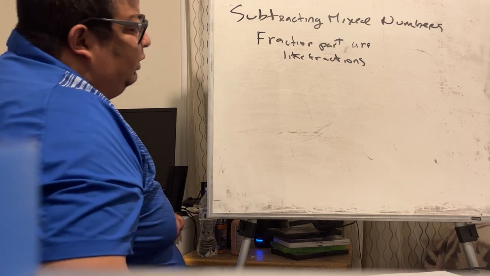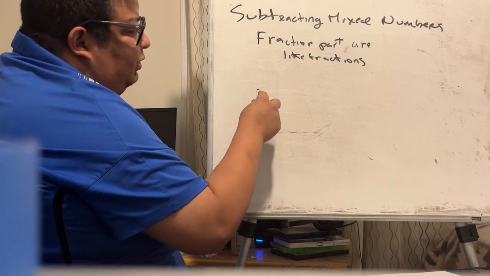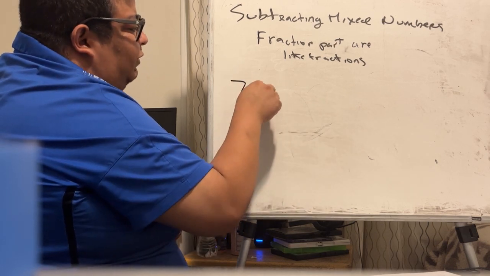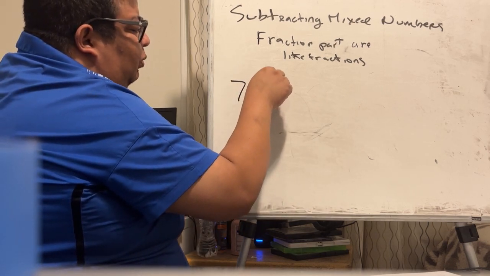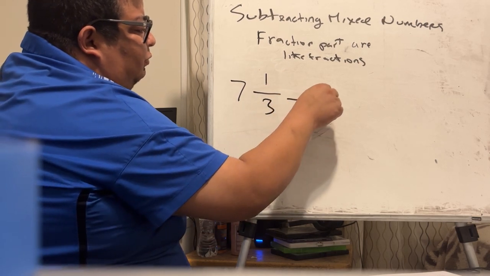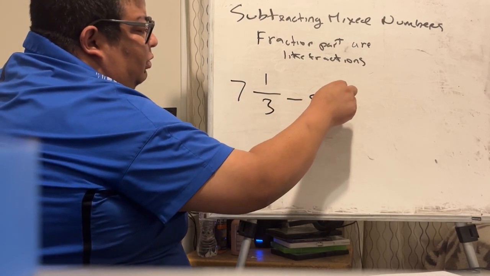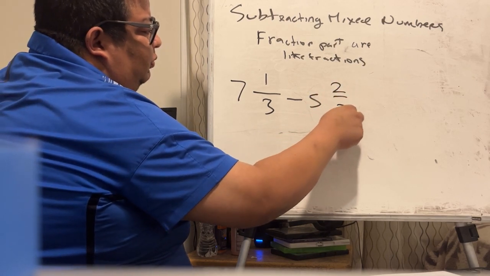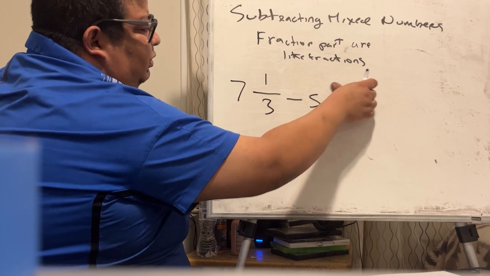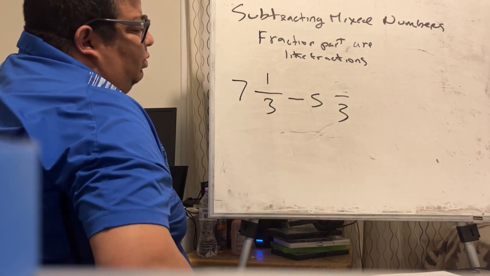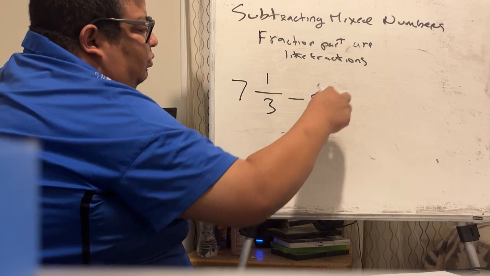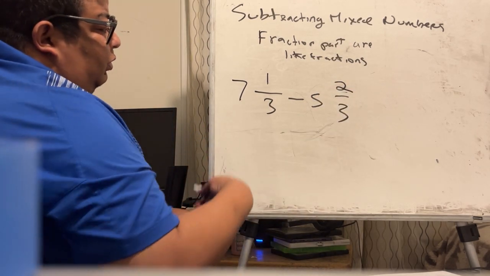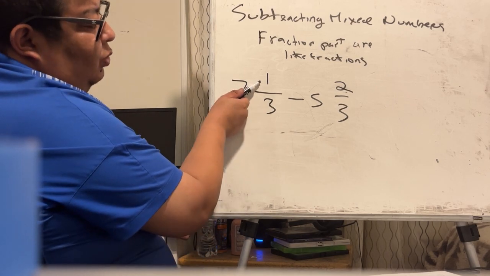Now I'm going to teach you one where the numerator on the left side is smaller than the numerator on the right side. So for example, 7 and 1/3 minus 5 and 2/3. Now here you can see 1 is less than 2.